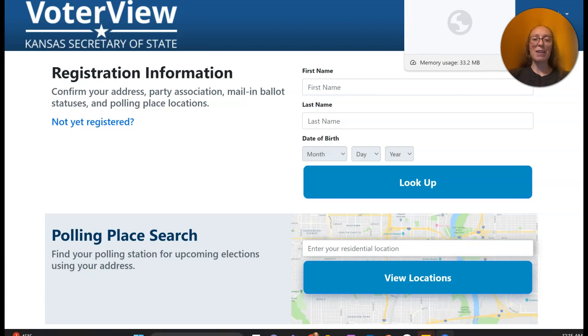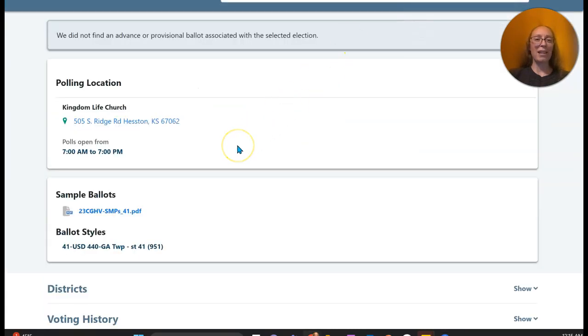If you did that, you would find one like mine. I went ahead and scrolled up so you can't see what party I'm registered for and all that kind of stuff. But you can see on there, where do you go to vote? Where does that person need to go to vote? What time the poll is open? And then if you click here, you get a sample ballot.